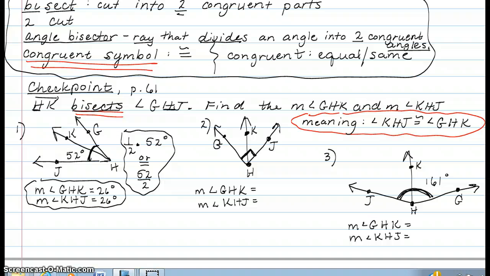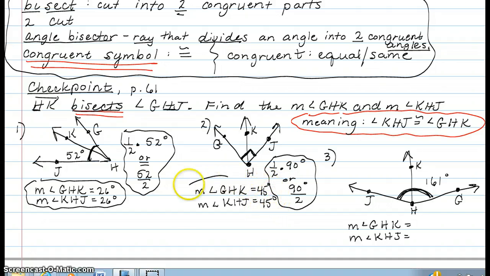Well, welcome back. Hopefully you got this right. So we know that we're going to be taking either half times 90 degrees or 90 degrees divided by 2. And that's going to equal 45 degrees for each of these angles. And then we come over here, we've got an obtuse angle of 161 degrees, so we're going to take 161 degrees divided by 2, or half of 161 degrees.